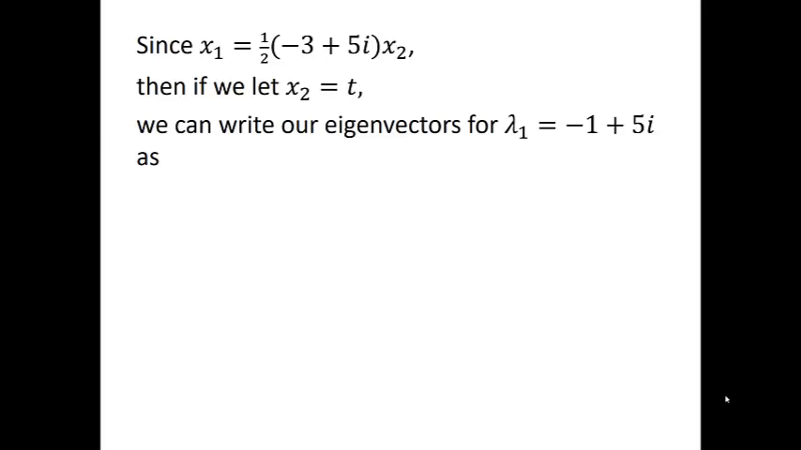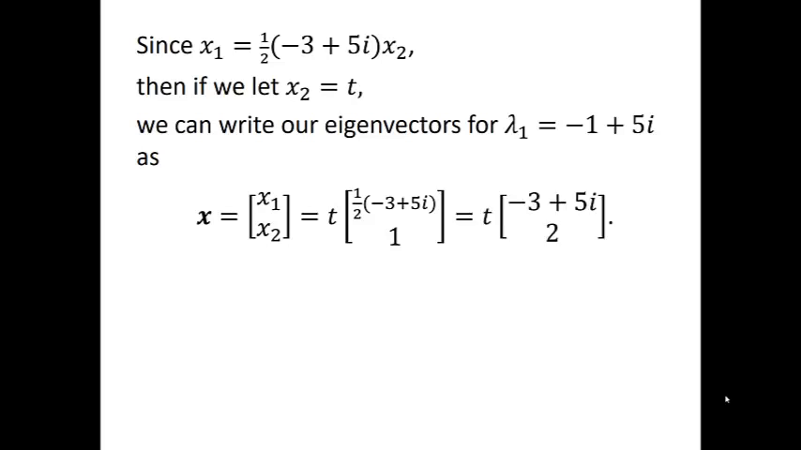So now we're in the home stretch. If we let x2 be t, then we can write the eigenvectors for the eigenvalue -1 plus 5i as scalar multiples of vectors whose first component is 1/2 times (-3 plus 5i) and whose second component is 1. And then, of course, since we're talking about scalar multiples, if we think about multiplying by 2, that's not going to hurt anything. So if we want to, we could also just write them as scalar multiples of (-3 plus 5i, 2). Great, so these are the eigenvectors for our first eigenvalue, and now we know the process.